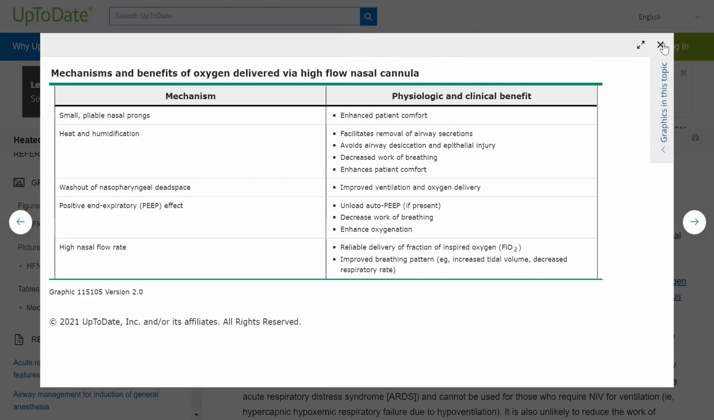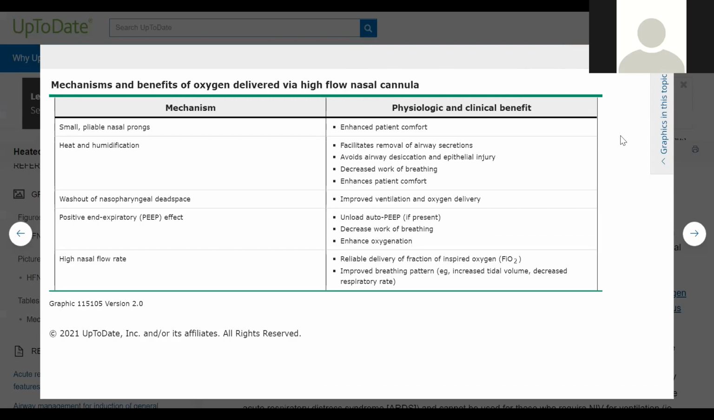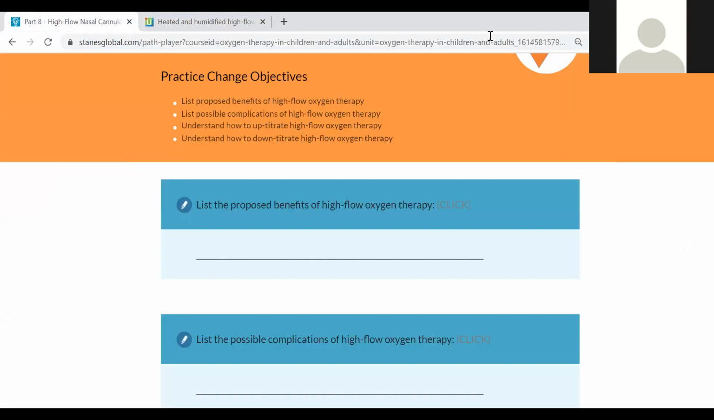So I think those are some of the benefits, but also there are some studies, we'll not go through all of them, but just keep in mind that high flow nasal cannula has shown to decrease rate of intubations, but there is no evidence for decreasing mortality. Yeah, I think we can keep that simple. And you have access to the content, you can go to UpToDate and read more about that.